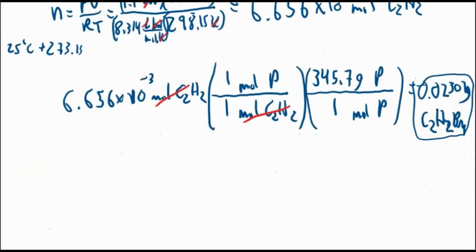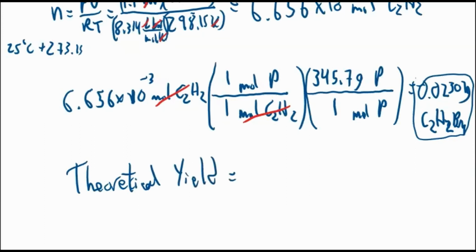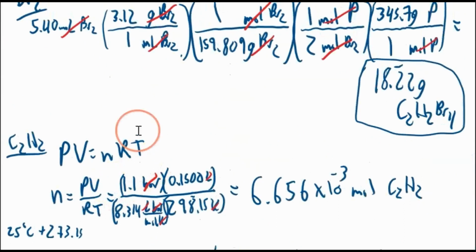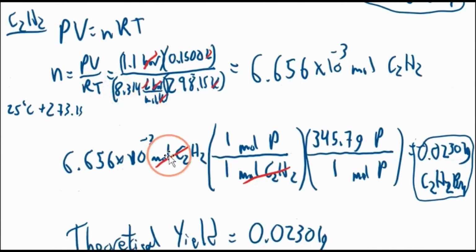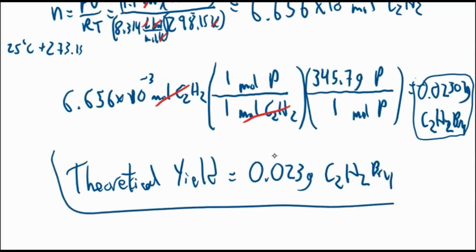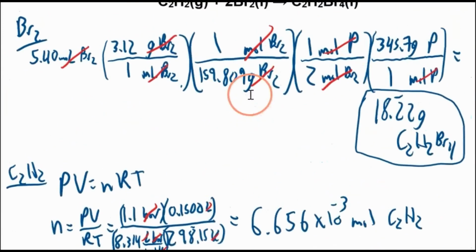So our theoretical yield, sorry if it's messy, equals 0.0230 grams. How many sig figs do we have? Oh, we have only 2 sig figs here. So 0.023 grams of C2H2Br4. Okay, so that's our theoretical yield.